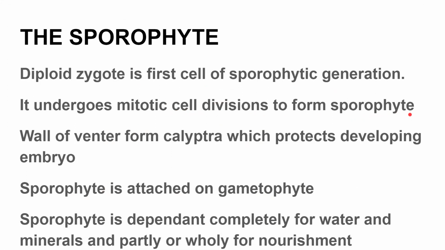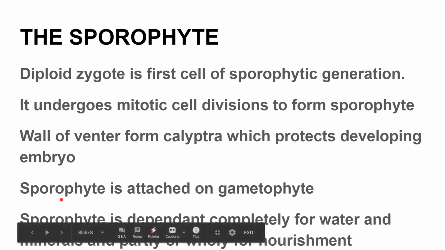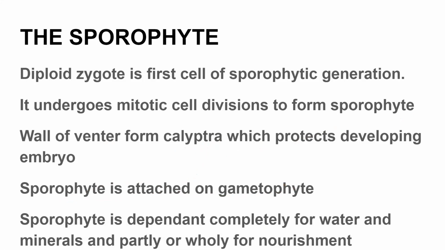And the wall of the venter in which the diploid zygote is produced will develop to form a protective covering called calyptra that will protect the embryonic part which is developing from the diploid zygote. Now, zygote will help in formation of sporophyte. The sporophyte is attached to the gametophyte. When it is attached to the gametophyte, this will absorb water and minerals from the gametophyte. Partially, this may get nourishment also from the gametophyte.